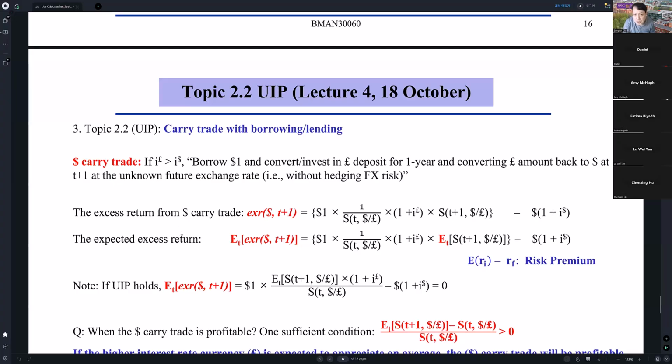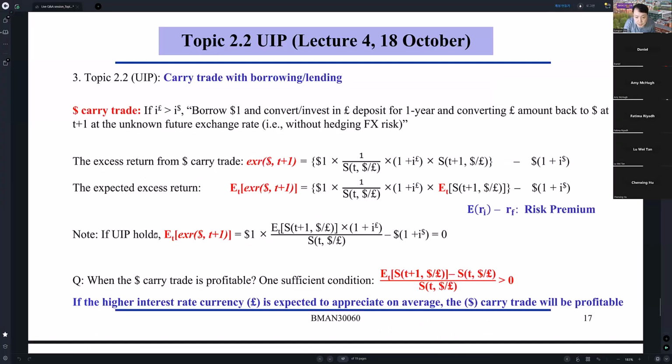So I'm going to first quickly review the important facts useful for our session today. So, carry trade with borrowing and lending. We'll talk about dollar carry trade in the lecture.